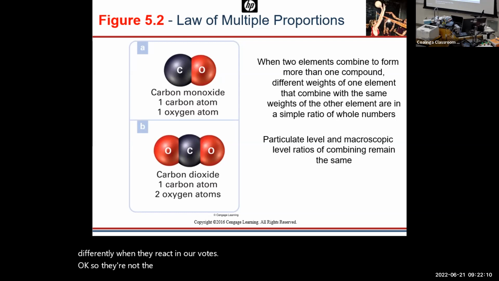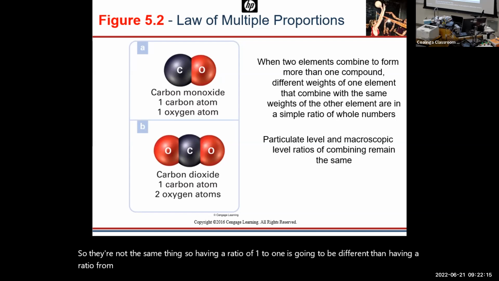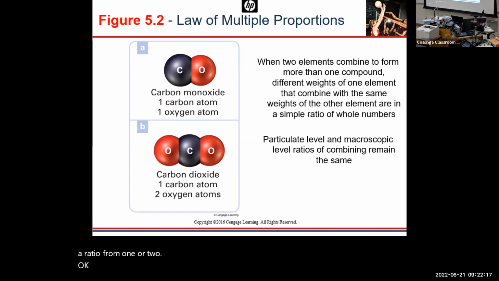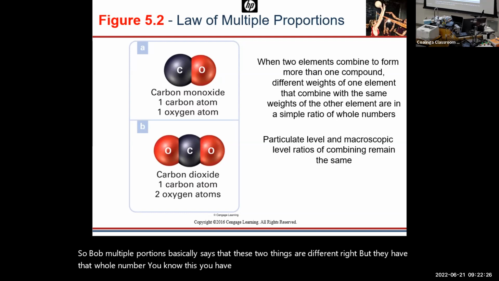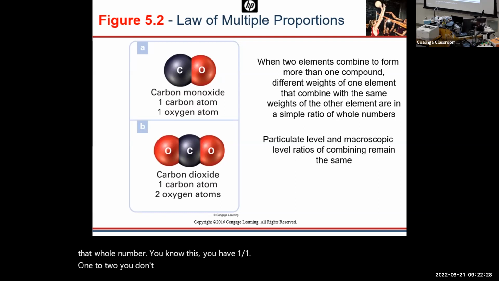So having a ratio of 1:1 is going to be different than having a ratio of 1:2. The law of multiple proportions basically says that these two things are different, but they have that whole number. You notice 1:1, 1:2. You don't have 1 and a half, because you can't have a half of an atom. Okay.